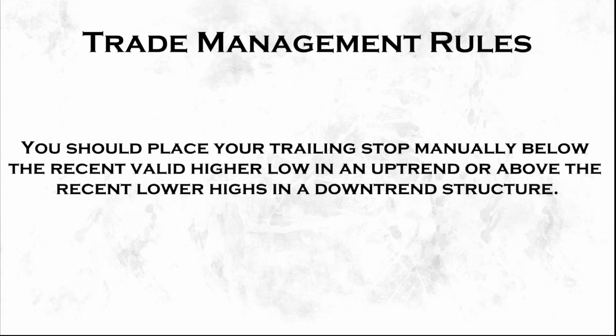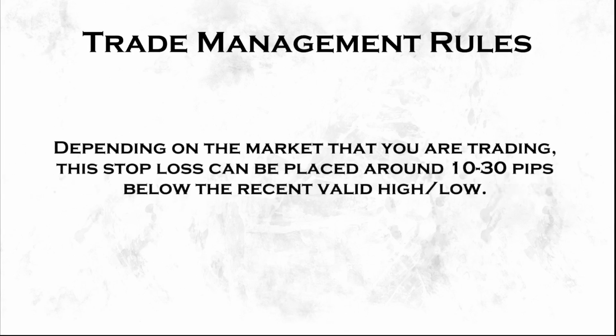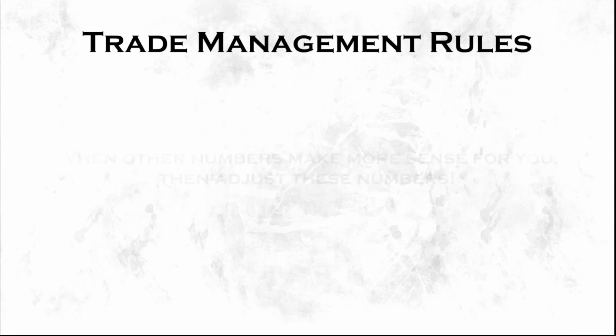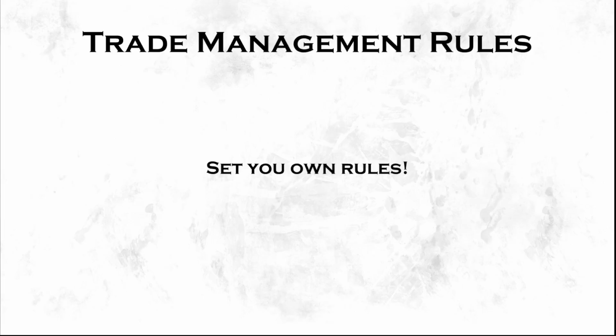Depending on the market that you are trading, this stop loss can be placed around 10 to 30 pips below the recent valid higher low, okay? So when you think other numbers make more sense for the market that you're trading, then adjust these numbers and set your own rule for that. Write it down and then stick to this rule religiously to make sure you're consistent when it comes to the execution of your trading plan.